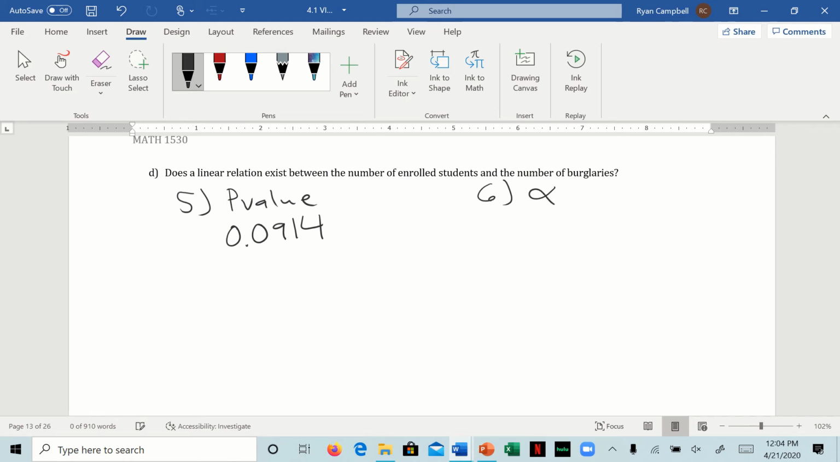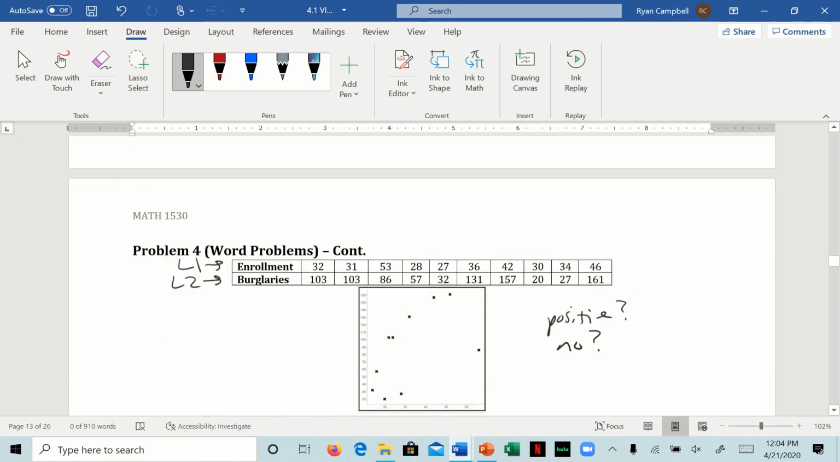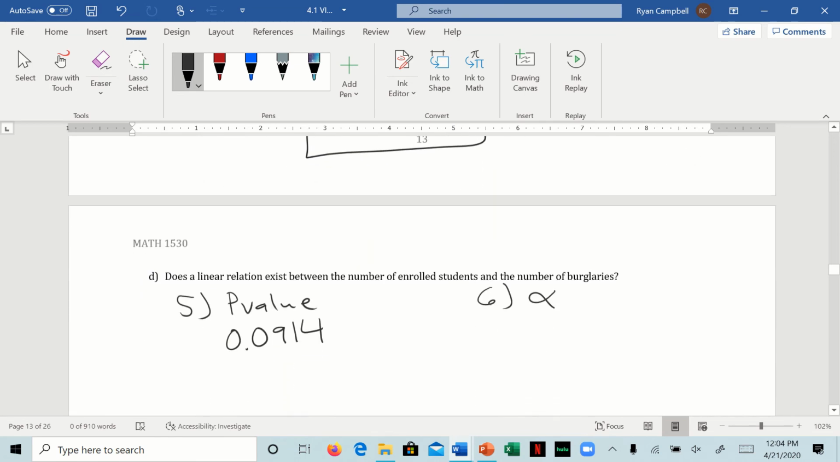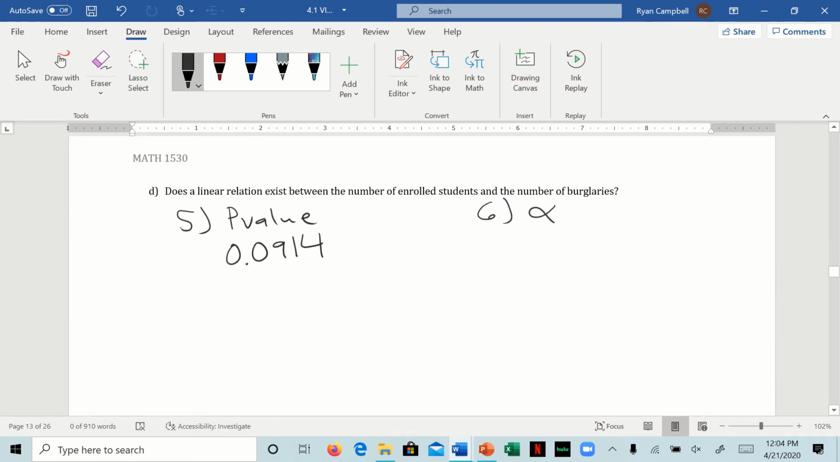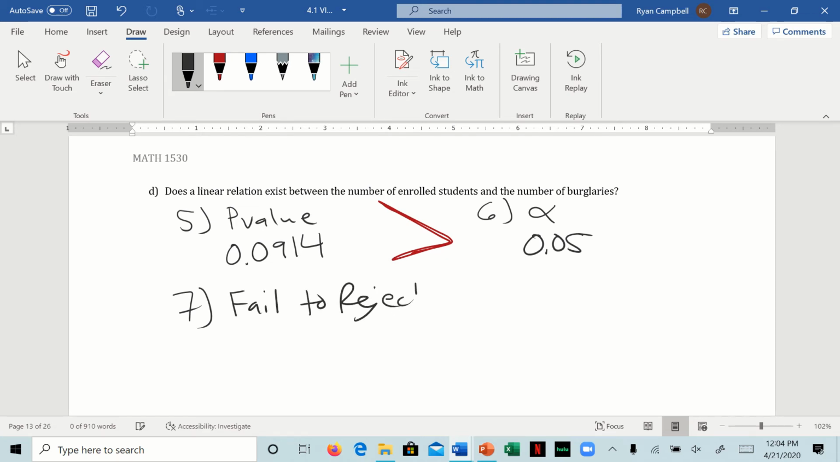Step 6, significance level. So what's the significance level of this problem? So if you go back to the top, it didn't say anything about the significance level, right? So then what do we assume it to be? 0.05. Step 7. We see that the p-value is greater than our significance level. So then it's likely to be true, right? If our p-value is greater than, then that means that our assumption is likely to be true. So we can't reject our assumption. We can't reject our null hypothesis. We failed to reject it.